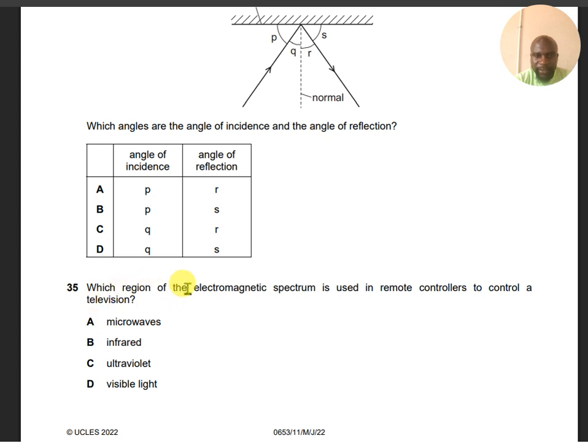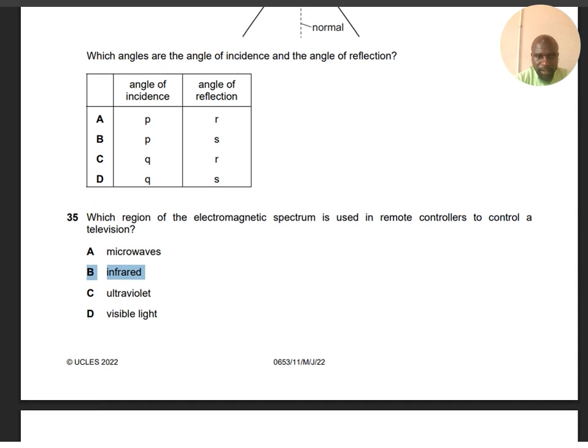Infrared, which region of the electromagnetic spectrum is used in remote controllers? Infrared is the one which is used. So it is on part B. Number 36.